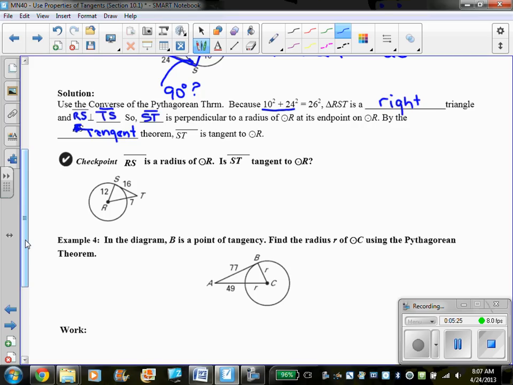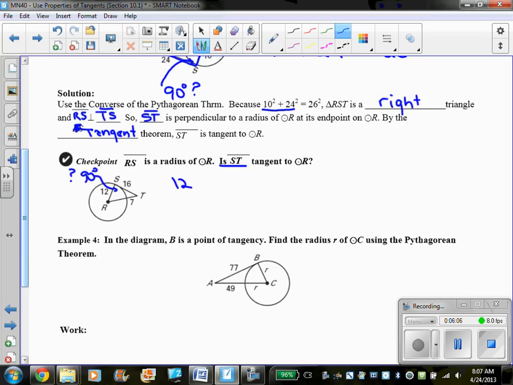So here's a checkpoint. It says RS, which in this case, if you look, goes from the center out to the outside of the circle, so that's our radius. So RS is a radius of circle R. Is ST tangent to circle R? Again, what we want to know is, does the radius and this ST line form a 90-degree angle? That's the question. What we want to know is 90 degrees right here. That's the question.